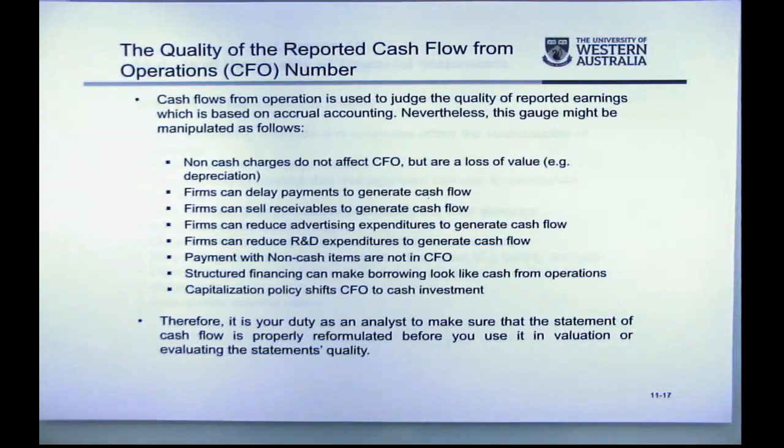Note that the cash flow from operations can always be used to evaluate the quality of earnings. And we can evaluate the quality of earnings by looking at the difference between the operating cash flows and the reported earnings. The bigger the difference, the lower the quality of earnings. The difference is usually called what? What do we call the difference?